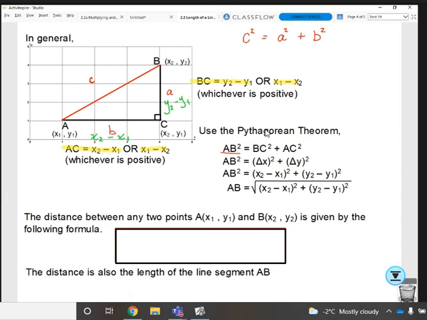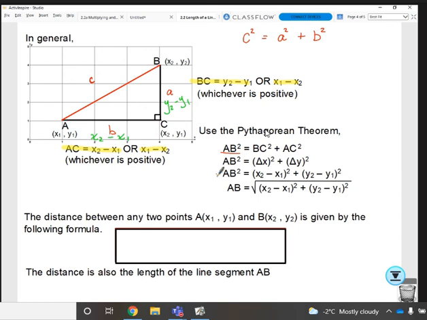Now, BC is really the change in x, and AC is really the change in y, which doesn't help us a whole lot. So instead of the change in x, we'll call it x2 minus x1, and y2 minus y1. And then what we have here is this wonderful formula.